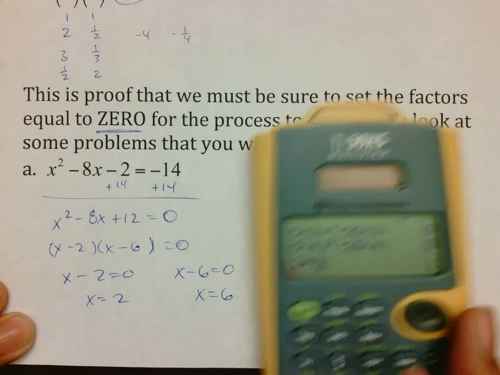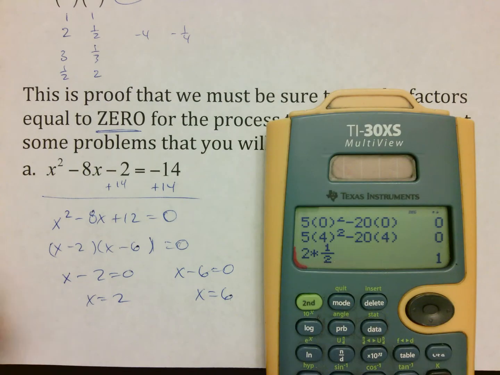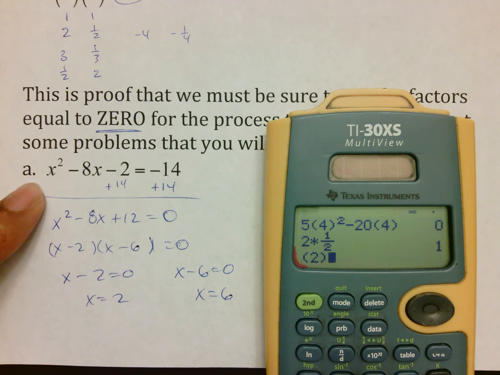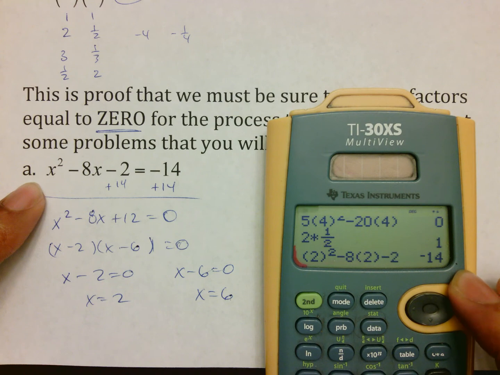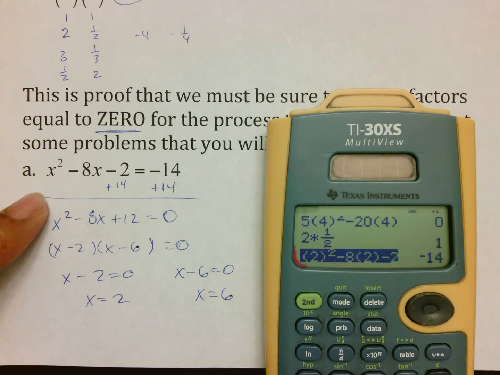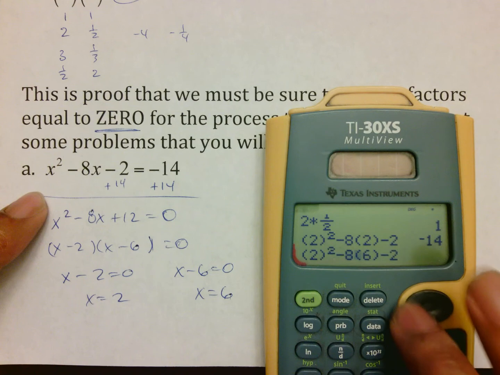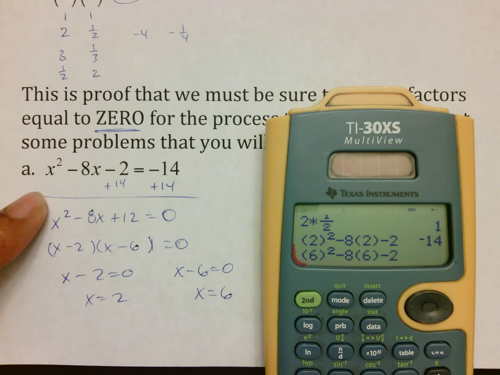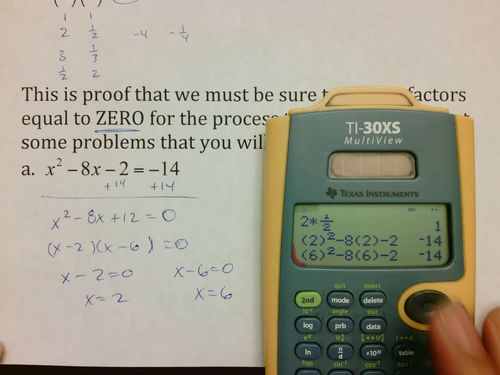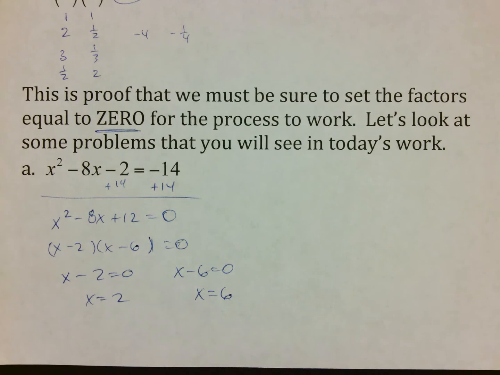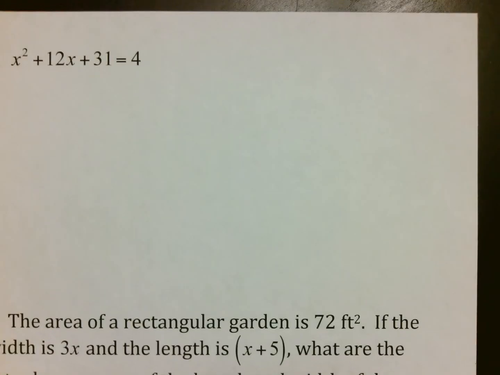And just to prove it, let's see if it works the way we need it to. So if we put 2 over here, we have 2 squared minus 8 times 2 minus 2 equals, and notice that we get -14. If I go back, copy and paste, turn my 2's into 6's, notice how my answer still works as -14. So again, the process of factoring works. You just have to make sure you add to your understanding that it has to equal 0. It must equal 0. It has to.